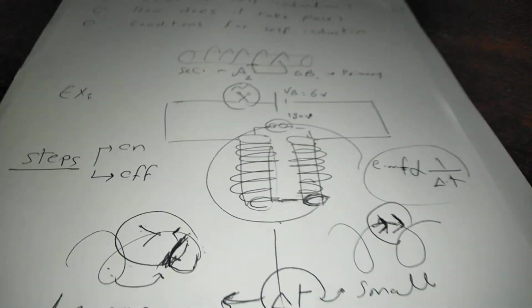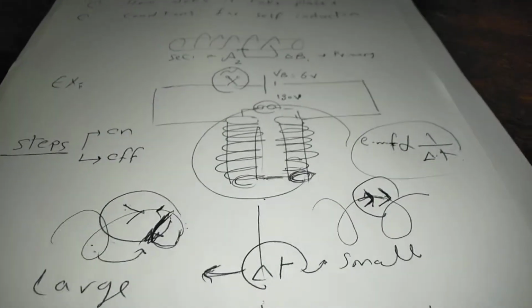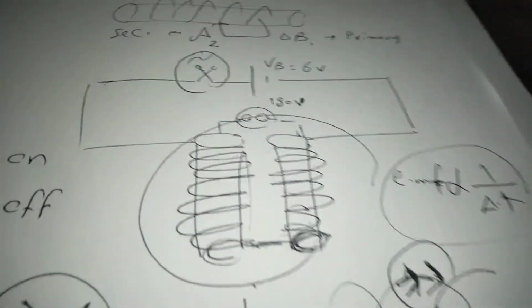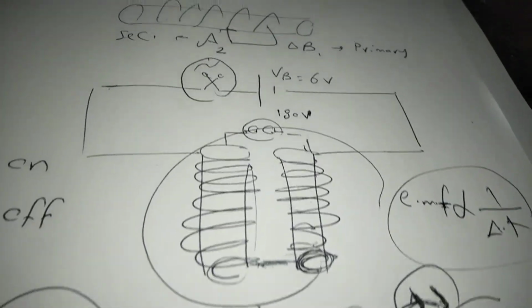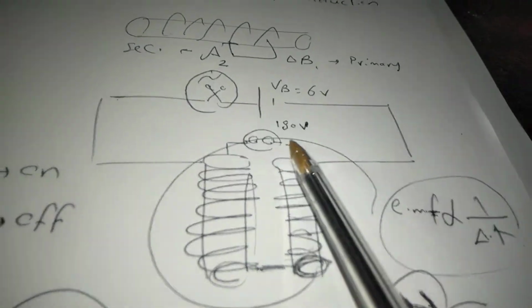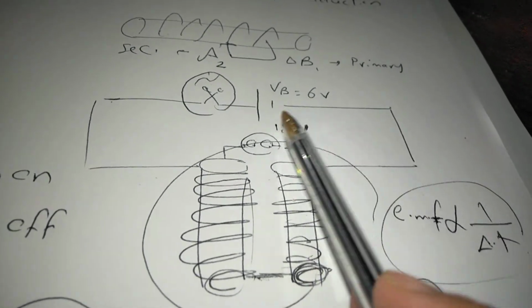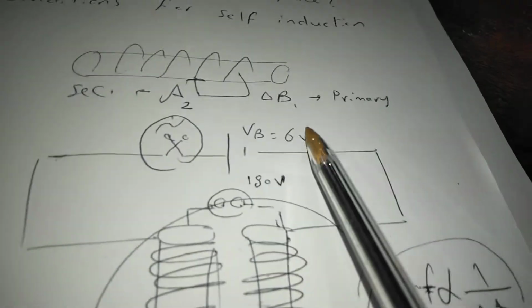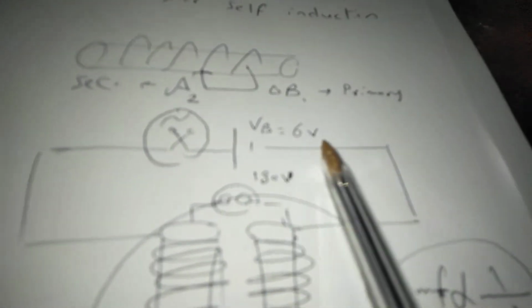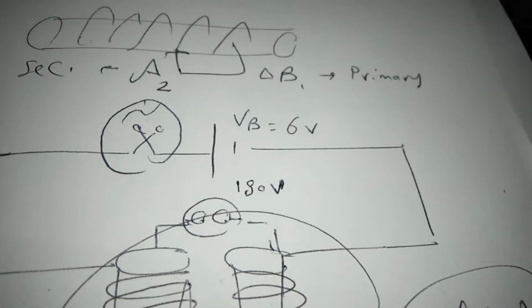And we have to explain why, because the lamp requires 180 volts, and of course the supplier only provides the circuit with 6 volts.